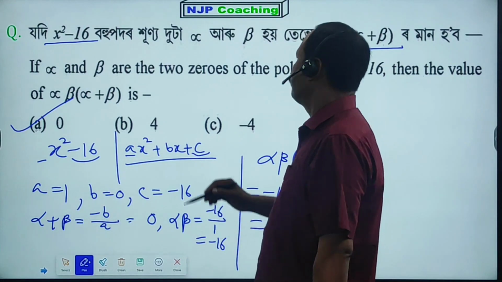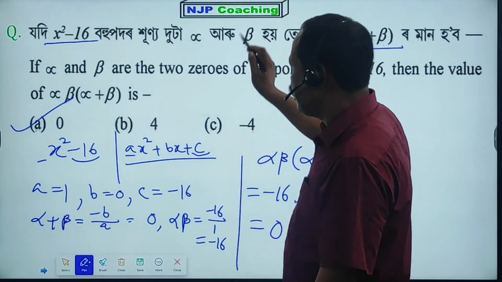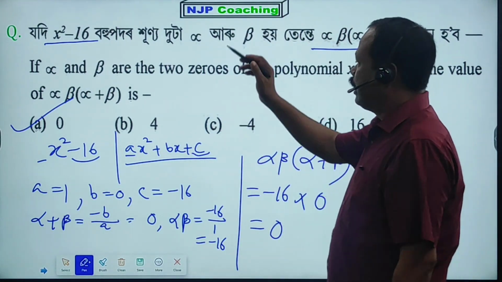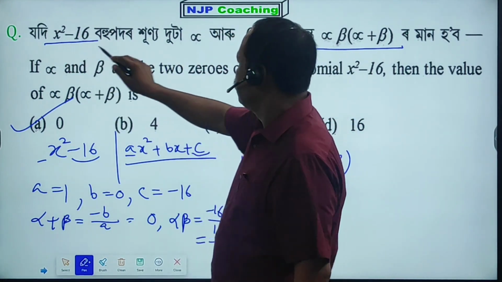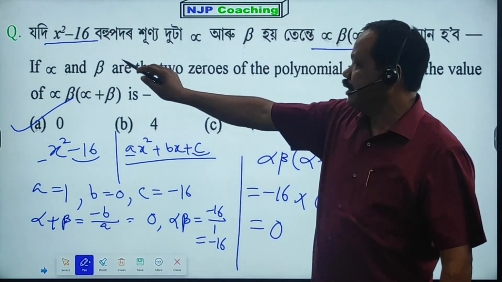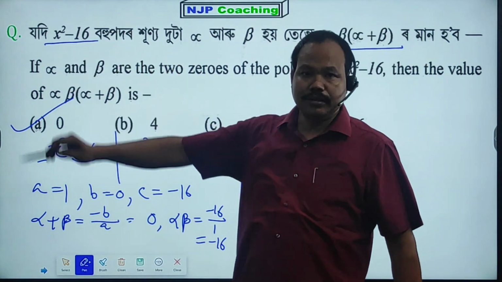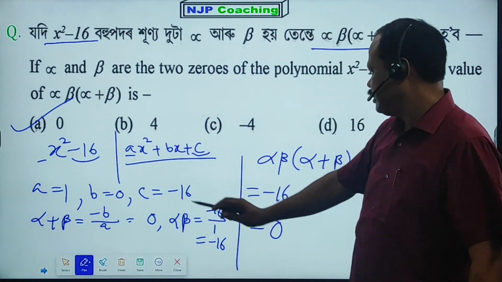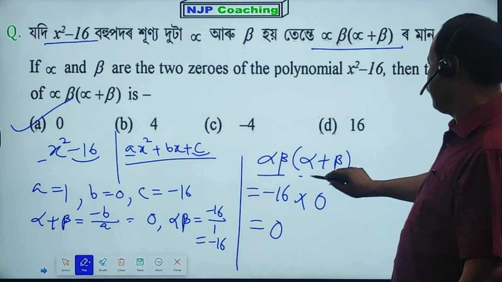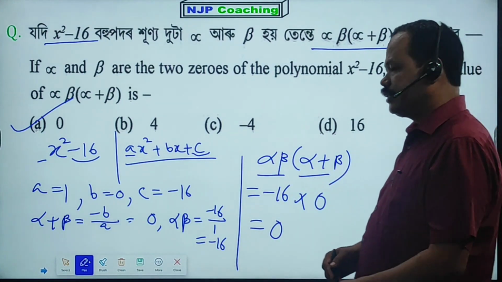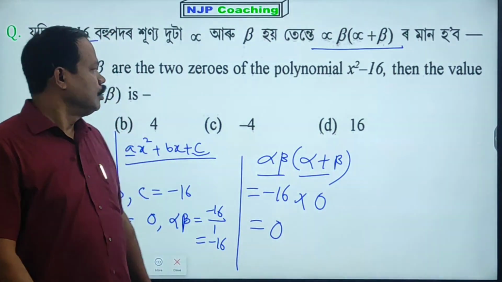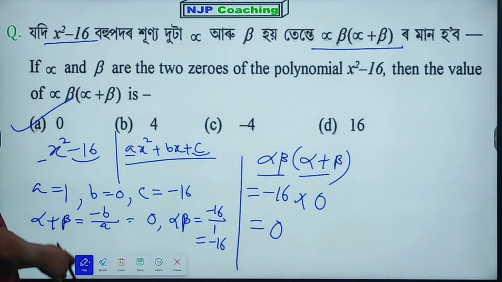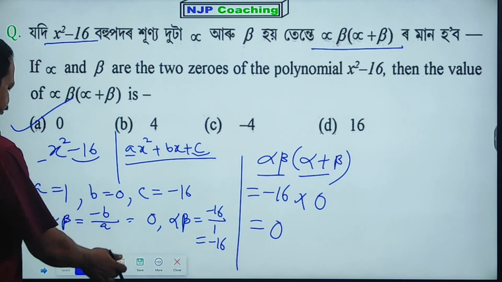First we have to find alpha plus beta and alpha beta. Alpha plus beta is minus b by a, b equals 0 here. Alpha beta equals c by a, c value is minus 16, a value is 1, so you will get minus 16. But this is the product, alpha beta and alpha plus beta, minus 16 into 0, and the product will become 0. So option A is correct.